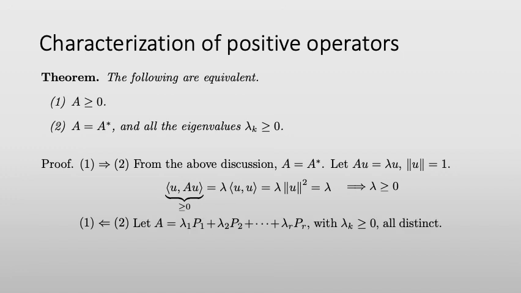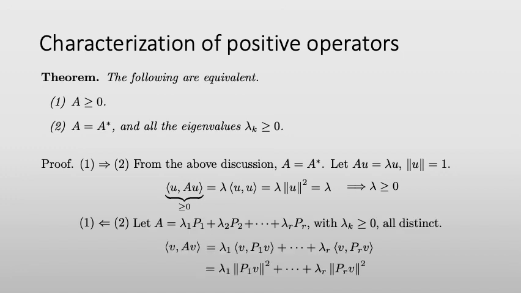Conversely, A has a spectral decomposition, so for any vector v, the inner product of v and Av is given by a linear combination of the norm squares. Since the eigenvalues are assumed positive, the last line is also positive.